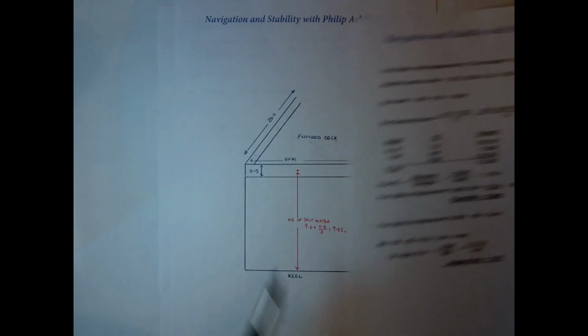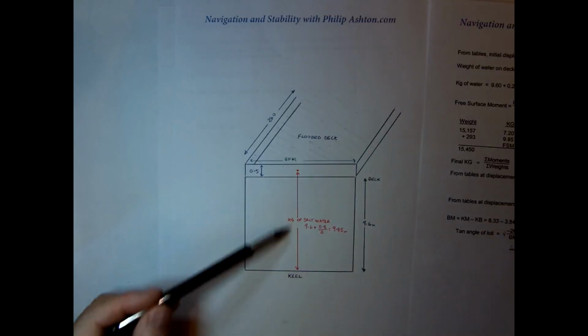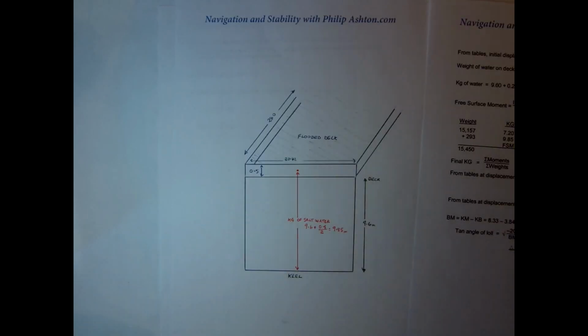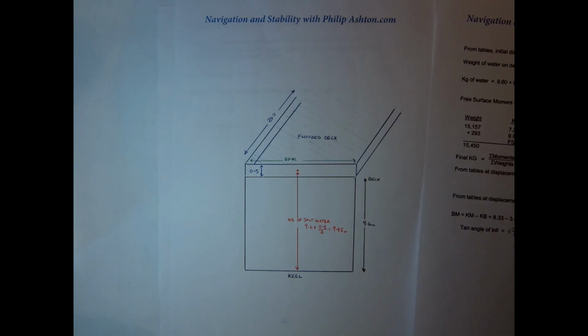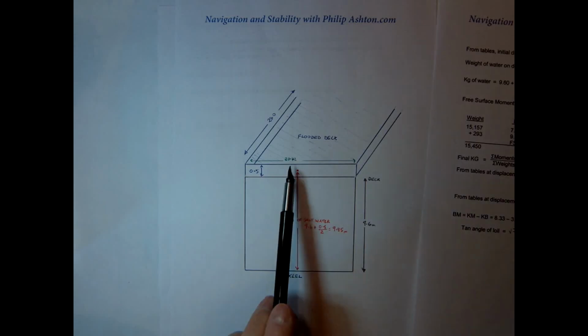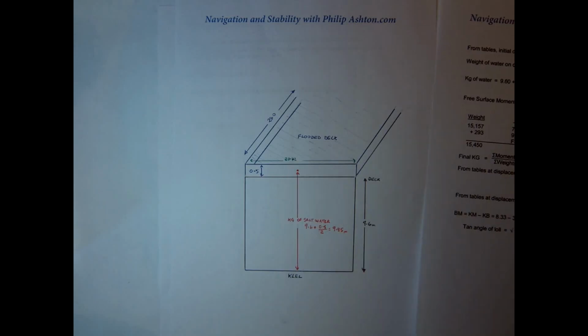18.1 degrees. So maybe doing a sketch yourself might help you, but hopefully you can see there how we can very quickly work out the KG of the salt water on deck. And just mentioning again, the 20.42 came from the stability information booklet that we're given, the data booklet.